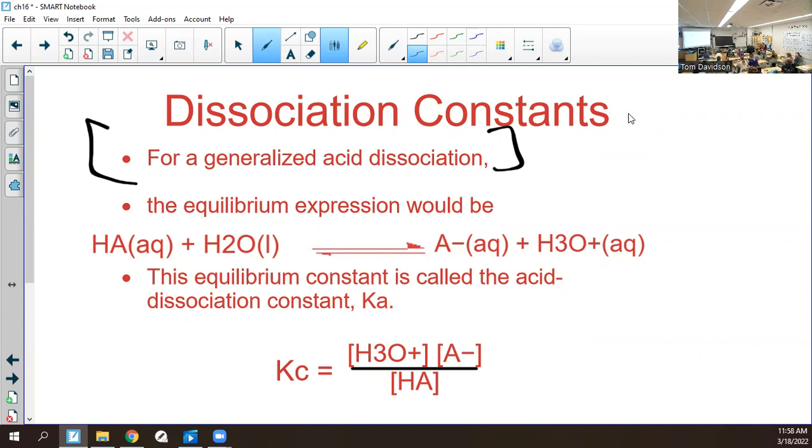Dissociation constants. Have you ever heard of a dissociation constant? That means Kc. It means the equilibrium expression when something breaks apart. Easy enough. It's a tiny bit different because it's for dissociation, not really a chemical reaction. But it doesn't matter. It's all the same math.